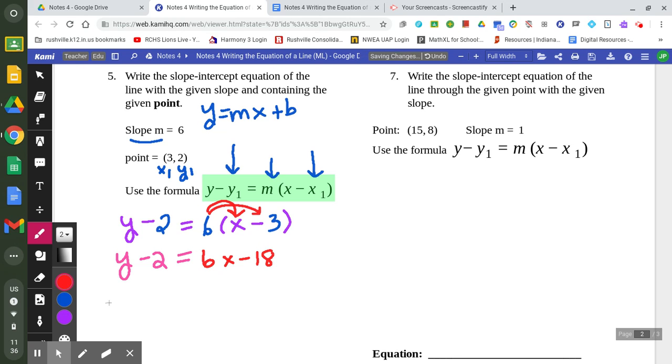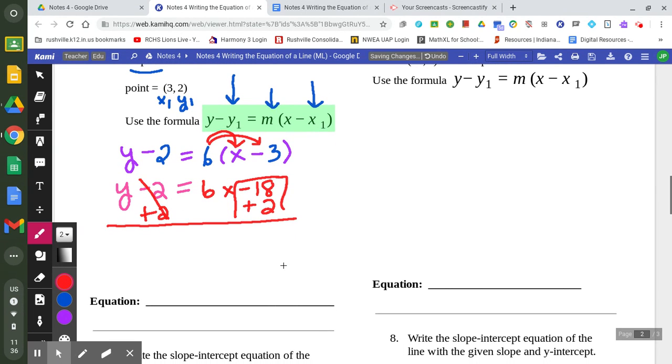And then I want to get y all by itself. So I need to get rid of the minus 2 by doing plus 2 on both sides of the equal sign. Those cancel. These I'm going to add together. So then on my equation line, I will have y equals 6x, and then my negative 18 plus 2 is negative 16.